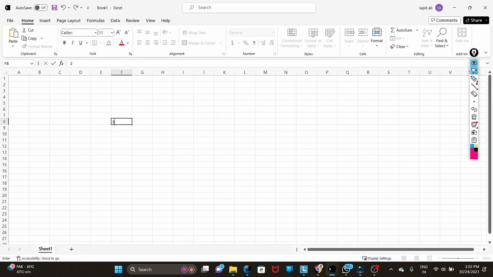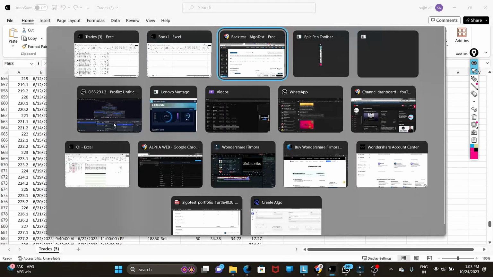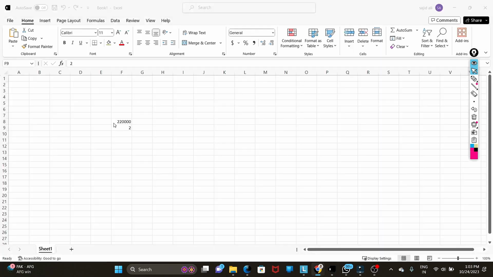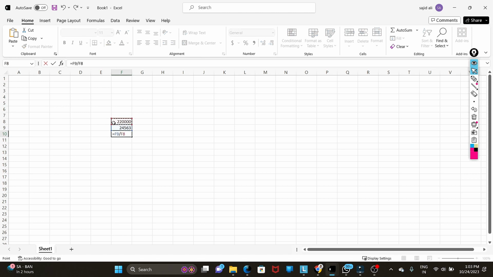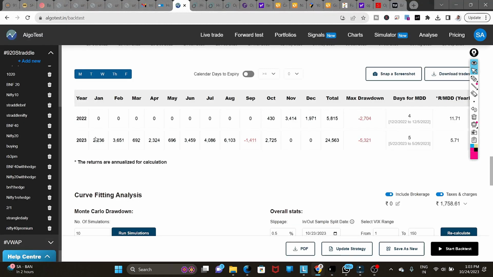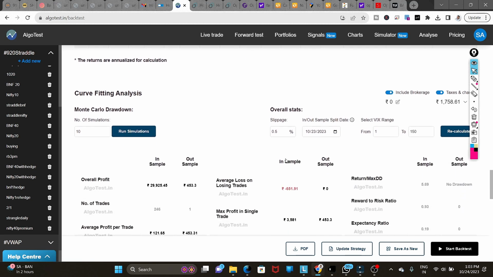Say 2,20,000 and you're making about 24,563. So what is the percentage you have made on your capital? It's about 11%. So 11% returns you have made in this strategy from Jan till October 10th, and October is not yet completed, so it is going to be a little higher. So 10% in 10 months is decent enough, and you can backtest it and see it's a simple strategy.